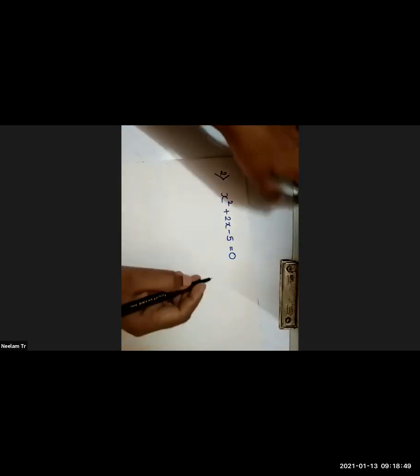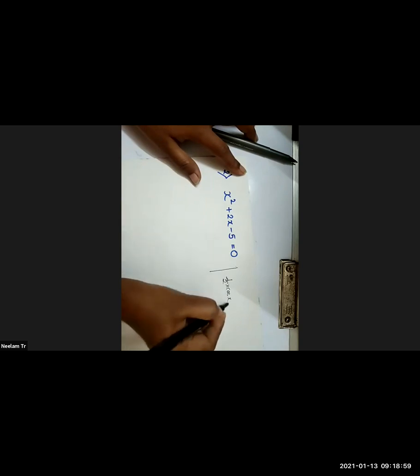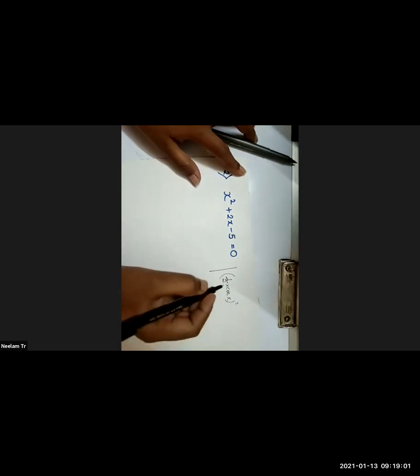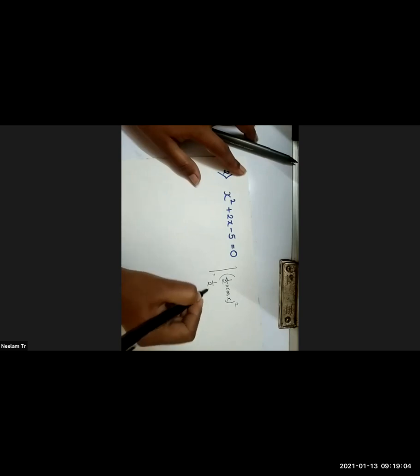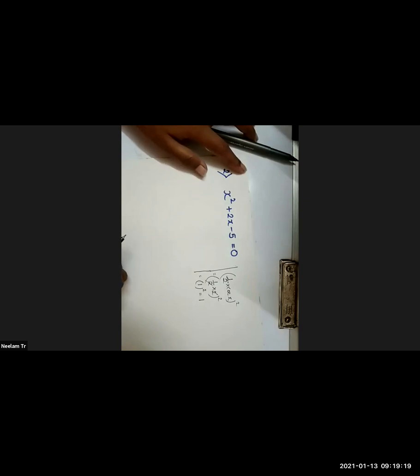Okay. For that, what are you going to do? Half into, to make it a complete square, what you will do? Half into coefficient of x, the whole square. That is half into x ka coefficient is 2, the whole square. Now 2 will get cancelled. What you got? You got 1. 1 ka square is 1. This much is clear? I hope this much is clear to everyone.